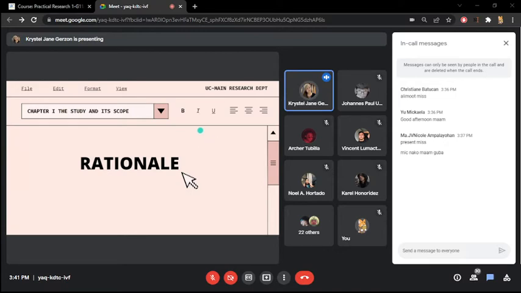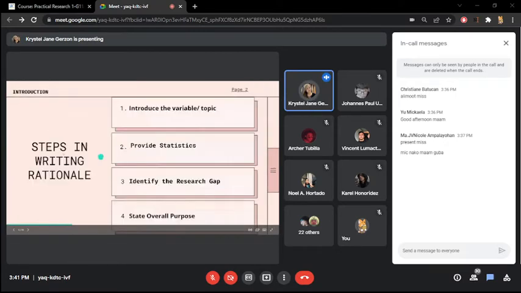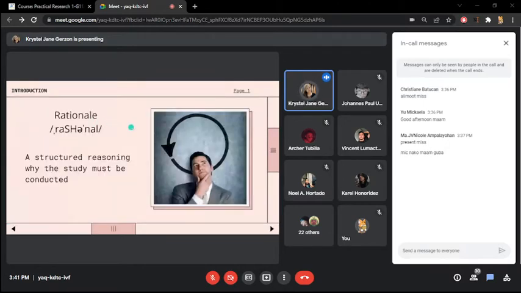So rationale. This is the first thing that you have to write, guys. And what is rationale, by the way? Rationale is a structured reasoning why the study must be conducted. I need you to put that in your mind, people, that your rationale gives justification for the readers to really understand why there really is a need to conduct the study.